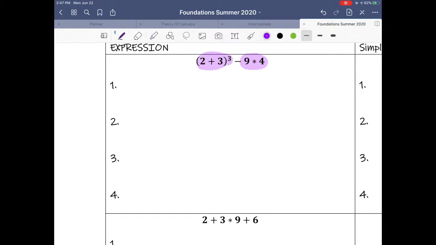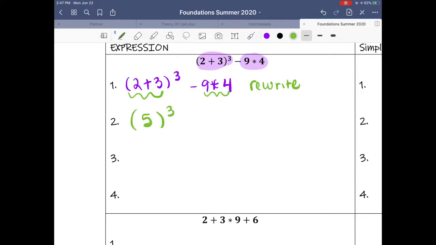So we could do the, I'm going to rewrite the problem. That's always a good habit. And then I'm going to simplify. This was a rewrite. 2 plus 3 is 5. 9 times 4 is 36. So we did this and this.